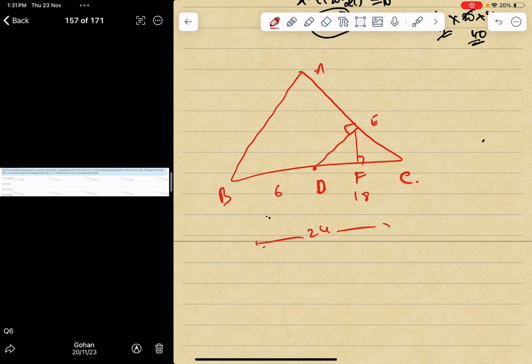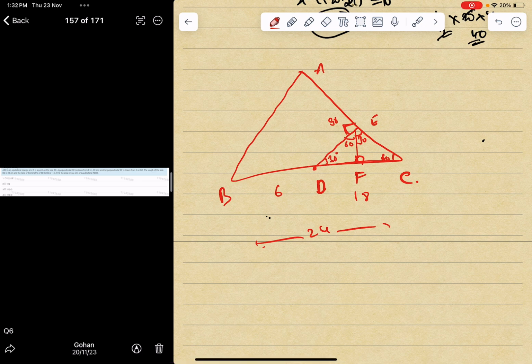Where is ADB? If we find the complete area and subtract, we will find it. D is any point on BC. This is 90, this we know is 60, so this has to be 30. This complete side DC is 18, and this is 90. In triangle EDC, this is 90, this angle C is 60, so this has to be 30. Fair enough, we can find out now.